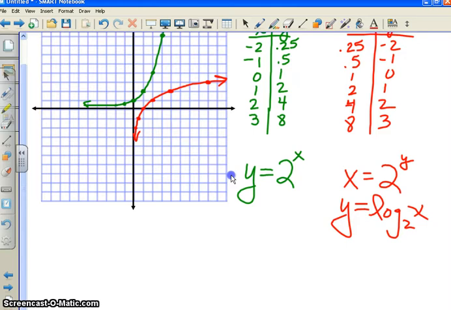to go there. So those two red equations are the same equation. One of them is x equals, one of them is y equals. And they are both the opposite or the inverse of the green equation, y equals 2 to the x. Now let's check this out on our graphing calculator to make sure log base 2 of x looks like our graph that we did by hand.